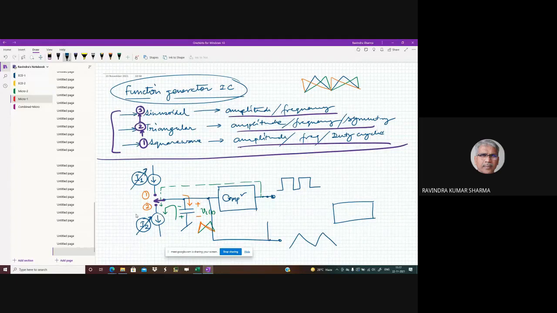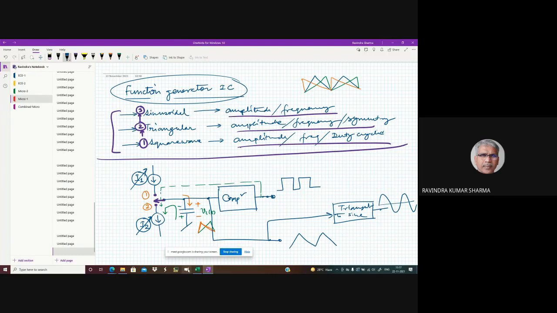sine, by giving the triangular wave as input to it. So this is a triangular to sine converter, right? So here you will get the triangular wave converted into sine wave, right? Now all these three waveforms are generated.